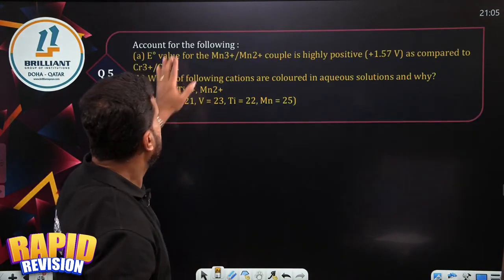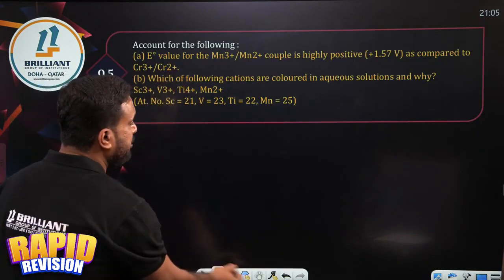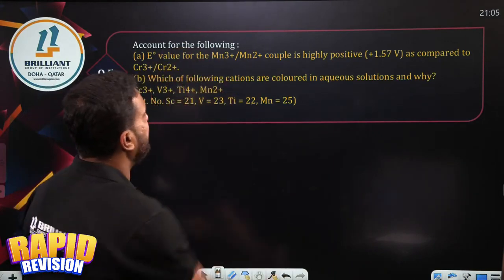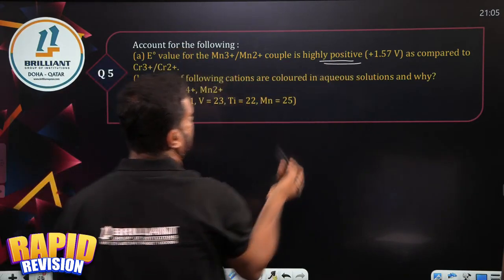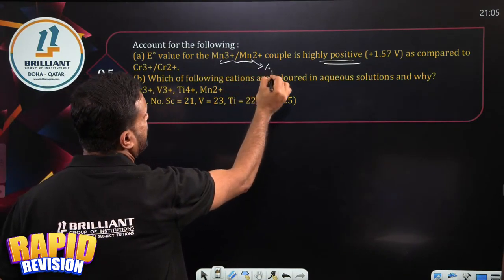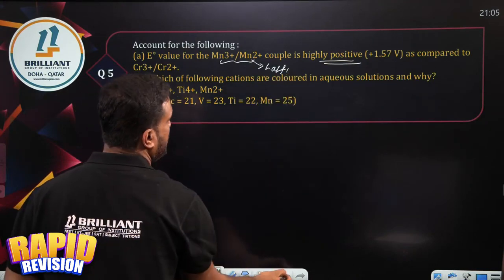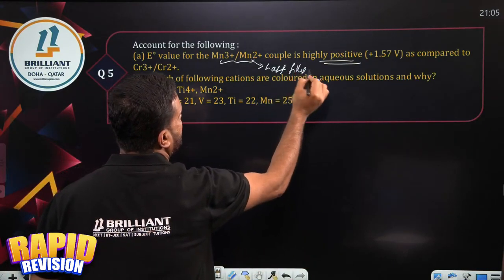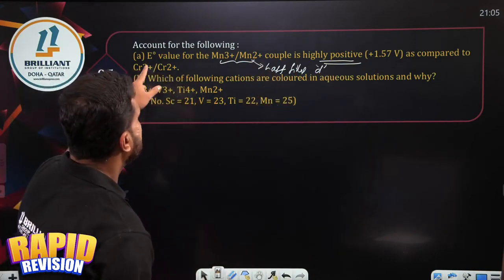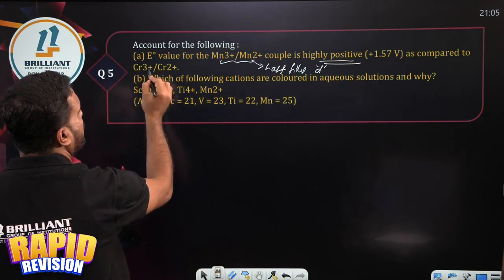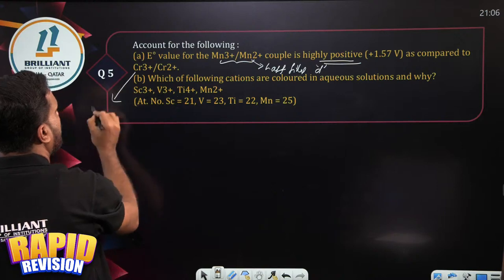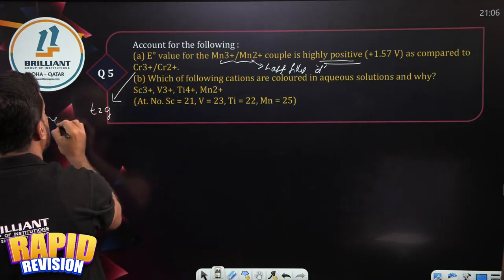Question number 5. Account for the following. Here I think you will be able to answer it. I put this question because it's a repeated type. Read the question. E0 value of Mn3+/Mn2+ couple is highly positive. Now you can tell why. Because Mn3+ will readily turn into Mn2+ because of half-filled stability of d orbital. Half-filled d of which one? Mn2+. Whereas Cr3+ to Cr2+, it will not go, as compared to Mn3+, because Cr3+ is more stable due to half-filled t2g.